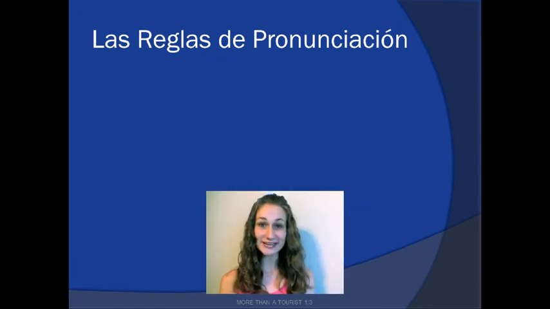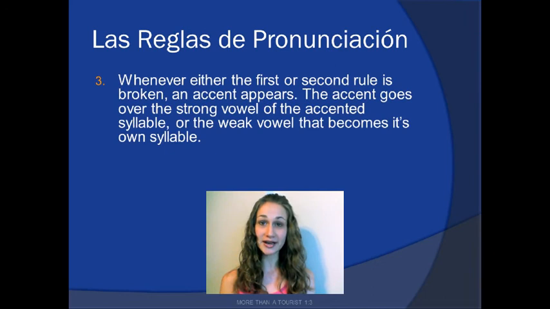The last rule is that when either of the first 2 rules are broken, you'll see an accent mark. The accent mark will go over the strong vowel within the accented syllable, or if a weak vowel is becoming its own syllable, the accent mark will go over that weak vowel.